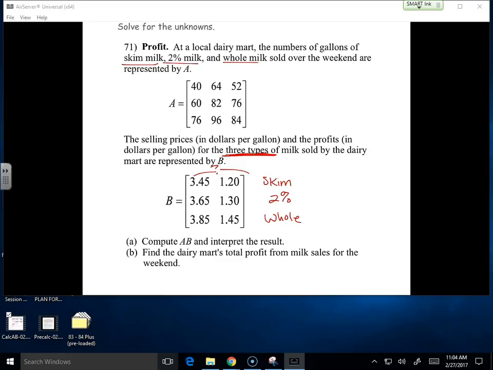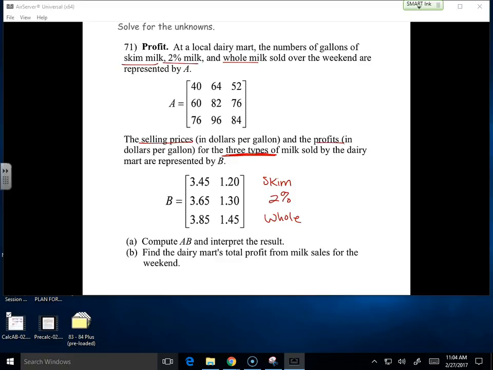Ideally, they should have labeled this themselves, but they're trying to see if we can interpret a matrix. So we have skim, we have 2% and whole. Now we need to figure out why on earth there are 2 different columns. Luke, what do you see? Selling price and the profits. Good. They identified for us. But it could have been different things, like different sizes, etc., except they told us.